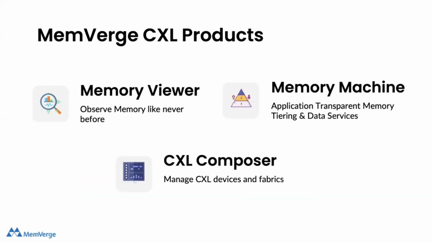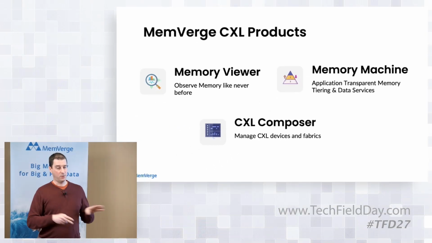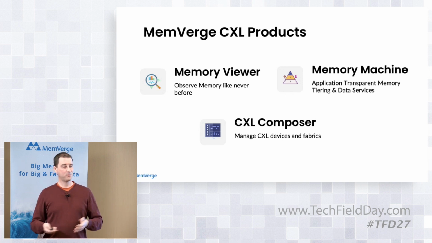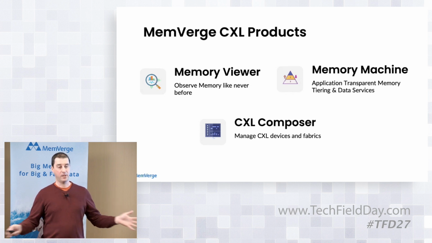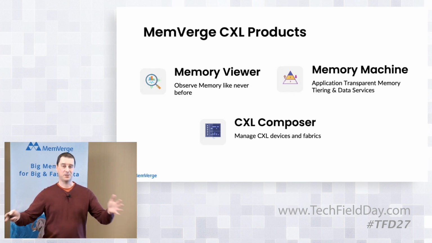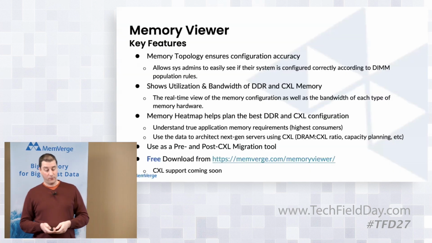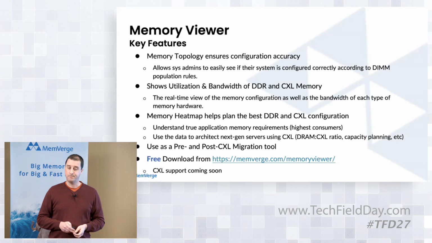So with that, I'll talk briefly about our 3 core products: the Memory Viewer, the Memory Machine, and the Composer. So Craig, you asked the question about how does all this stuff get composed. We call it a composer. You can call it orchestration. You can call it a global fabric manager. All those terms are synonymous effectively, but we're aiming to be able to control this mass of devices that is at rack scale.